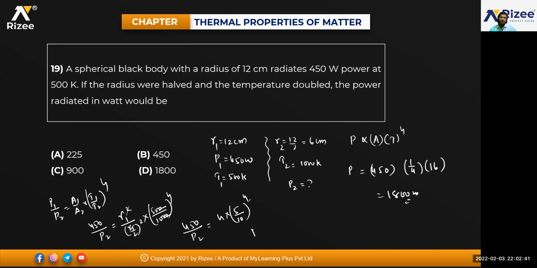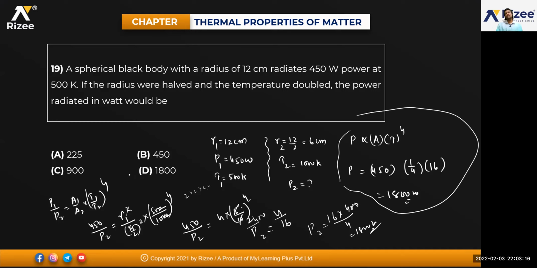So P2 will be equal to how much? 5 ones are 5, 5 twos are 1 by 2 to the power of 4. 2 into 2 into 2 into 2: 2 to the 4, 4 to the 8, 8 to the 16. So that will be equal to 4 divided by 16. P2 I'm writing here, divided by 450. So P2 will be equal to 16 into 450 divided by 4. That will give me 1800 watts. That's it. I've written it directly, orally, so that it will be easy. Otherwise, you can do it with the general formula also.